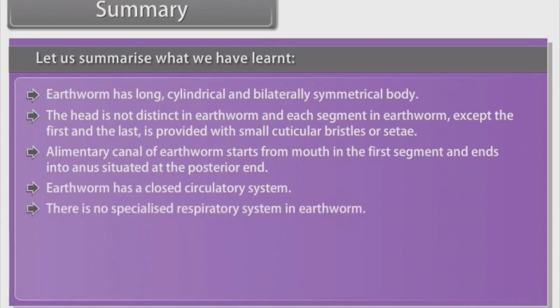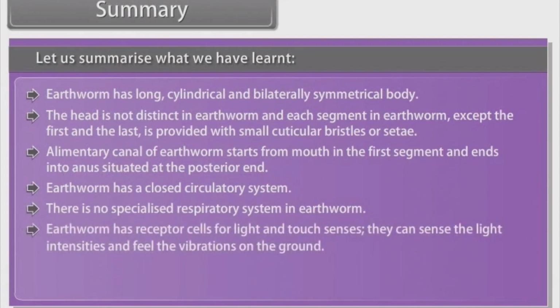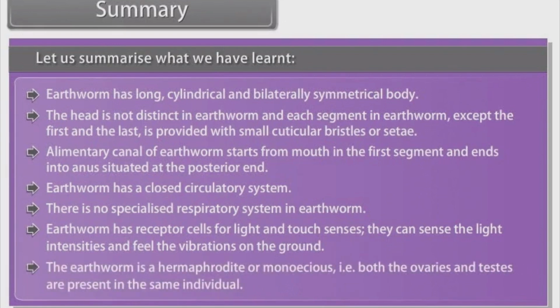There is no specialized respiratory system in earthworm. Earthworm has receptor cells for light and touch senses. They can sense light intensities and feel vibrations on the ground. The earthworm is a hermaphrodite or monoecious, that is, both the ovaries and testes are present in the same individual.